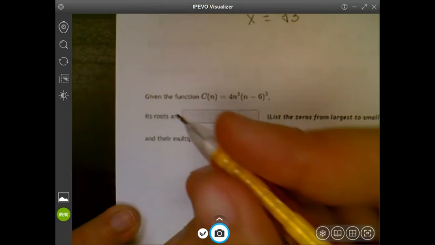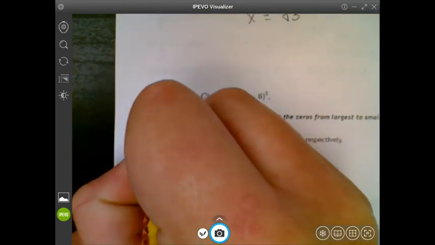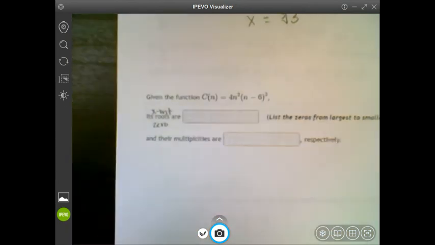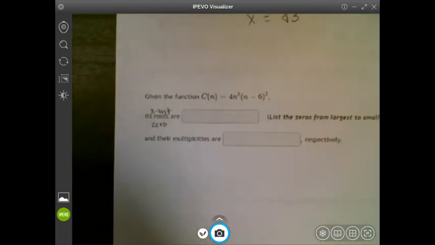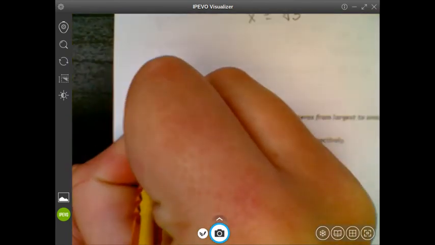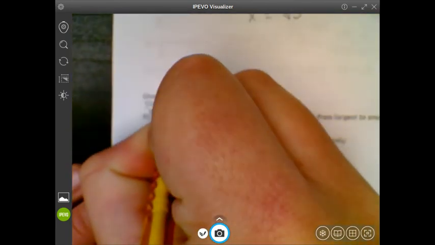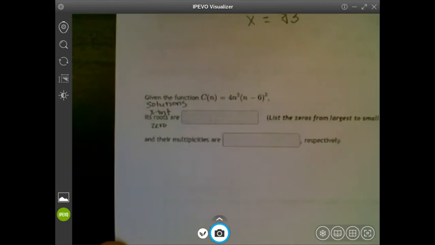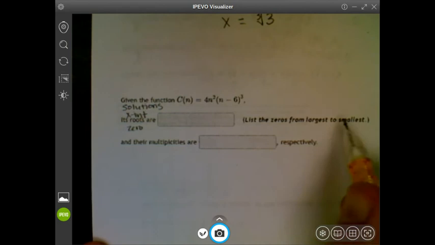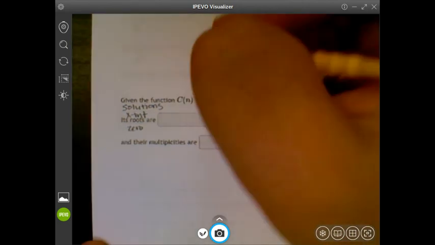All right. Up next, we have another function. It says its roots. By the way, roots is another word for zeros or x-intercepts. So anytime you see the word zeros, roots, x-intercepts, or it could say solutions, right? Solutions to the equation. That is all talking about the exact same thing. Where does it cross the x-axis? And then it says list from largest to smallest.